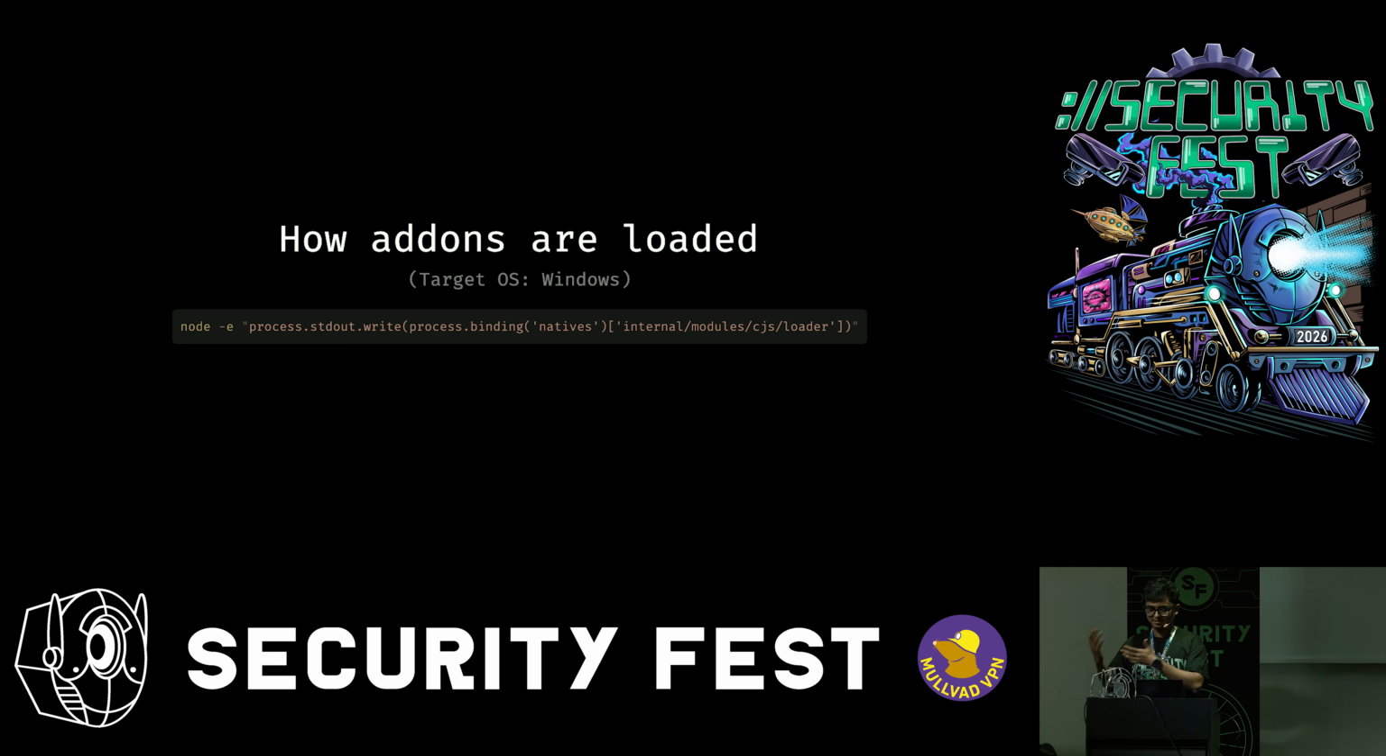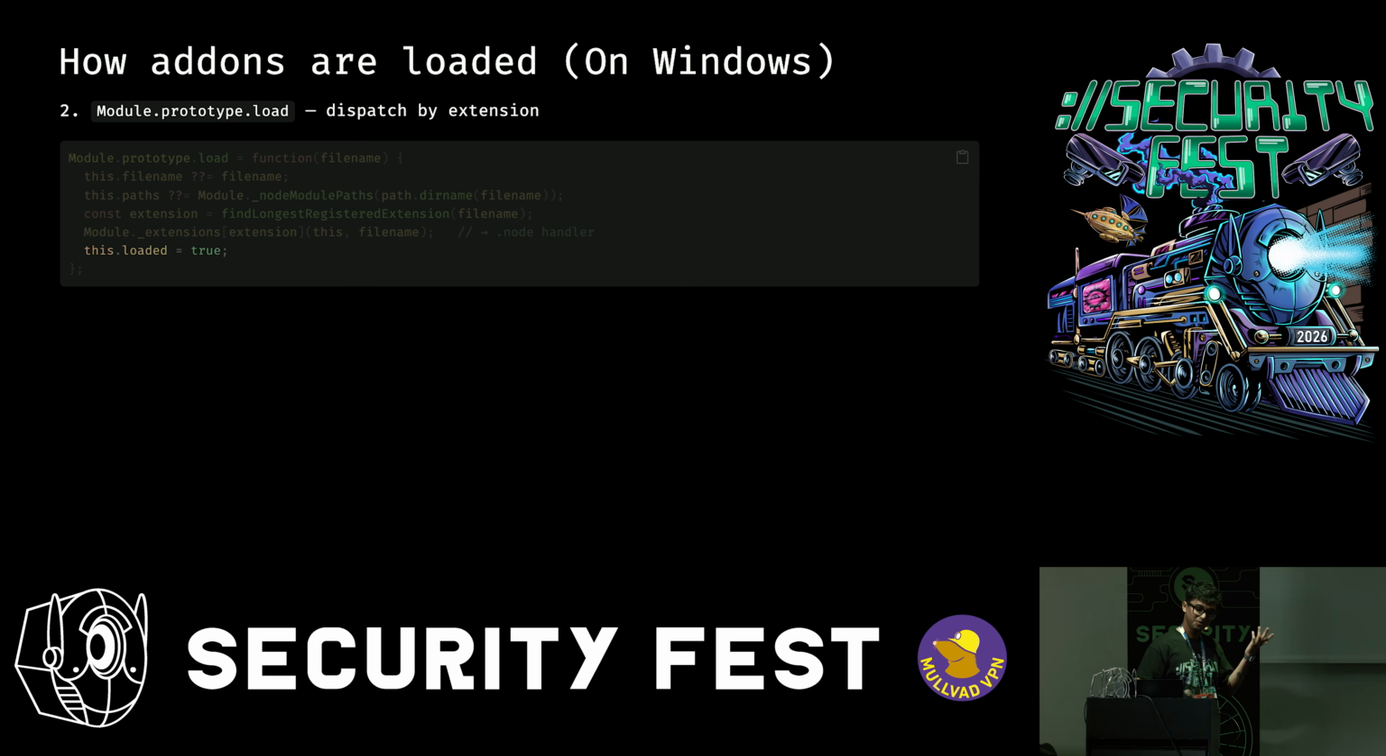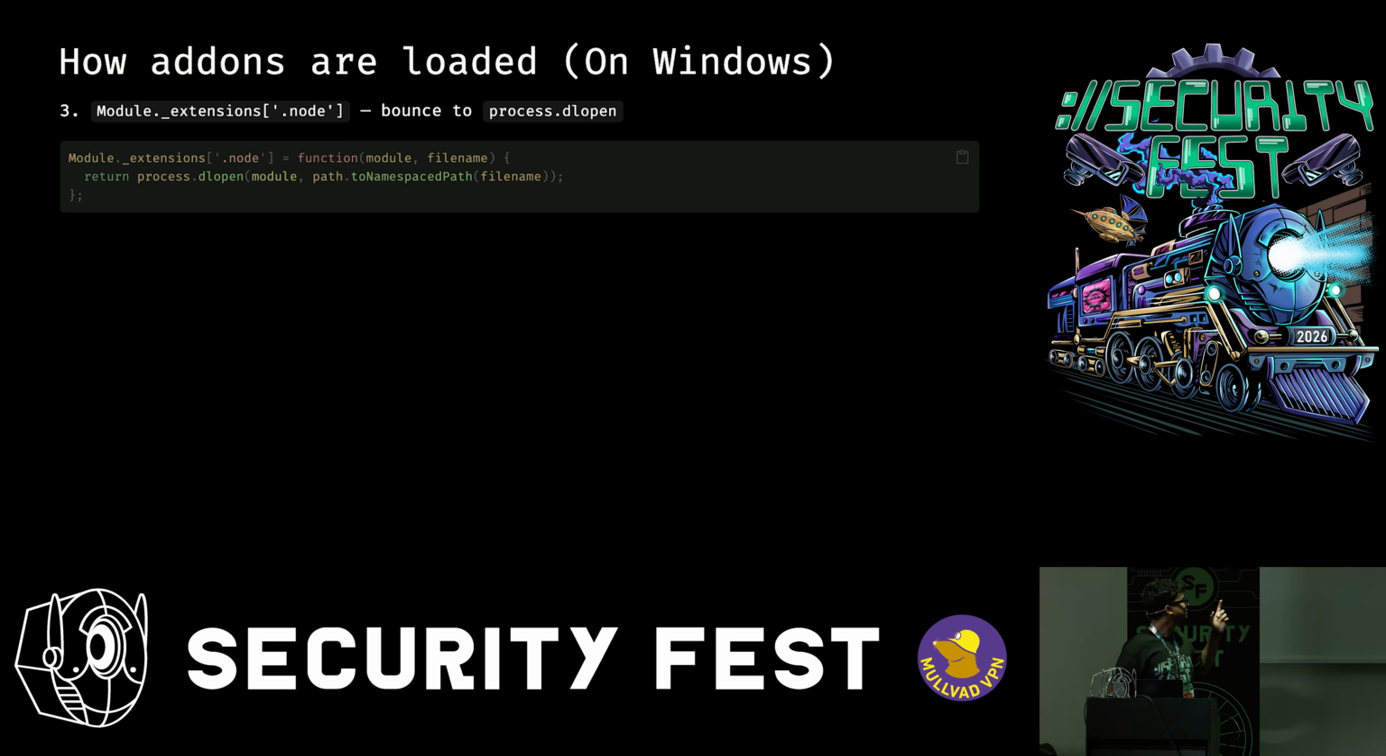But again, coming back to it, let's see how this whole thing works, right? Whenever you call the require function, if you look at the source code for the loader, you will see it's mapping some things, like, hey, I have an ID, what does it map to? Then it checks if this is already loaded or not. But once it sees, okay, this is a .node file, let me call process.dlopen.